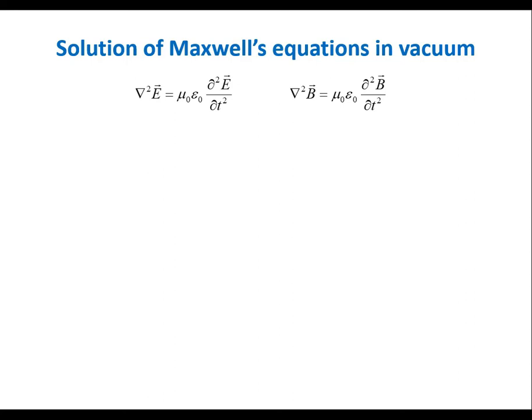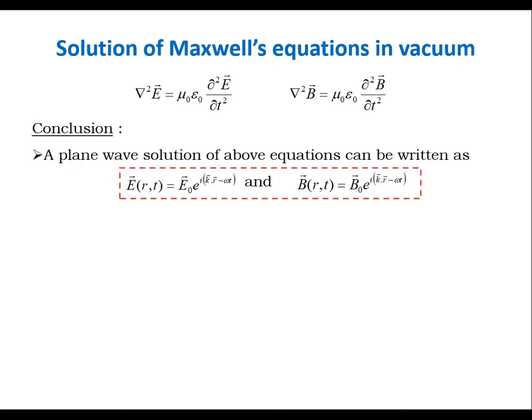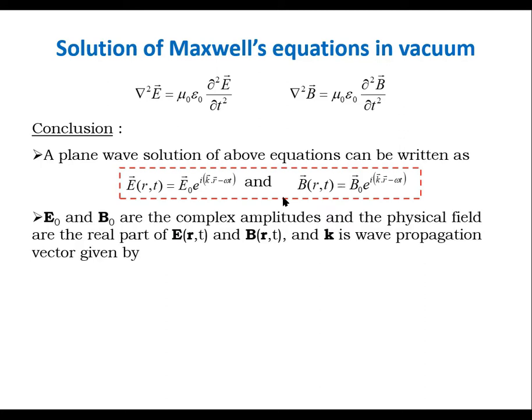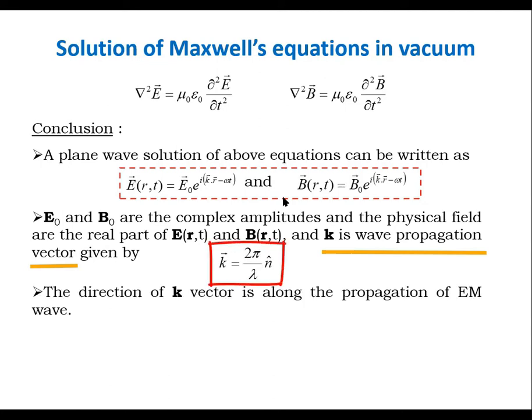Secondly, to find the solutions, we need not solve the E and B equations analytically because we know that the solutions are in the form of a wave. The solutions can be written as these, which are the wave solutions. Here, E0 and B0 are complex quantities and the physical fields are the real part of E and B as a function of position and time. And K is known as the wave propagation vector given by this. The direction of the K vector is along the propagation of the electromagnetic wave.